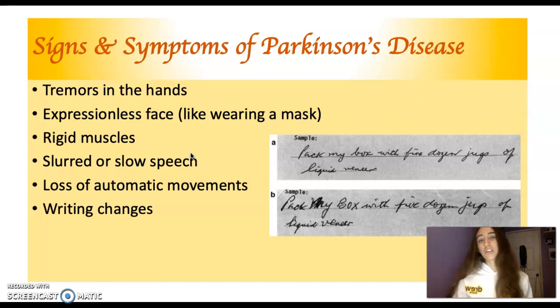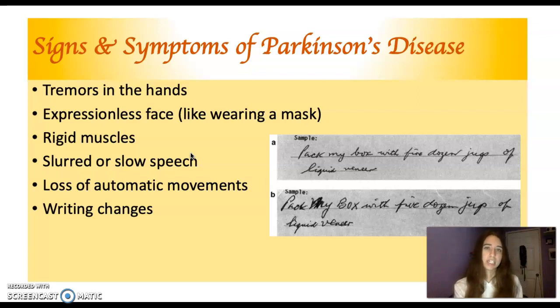They're going to have slurred or slow speech, so this again relates to moving the muscles in their face, and then slow speech because it's hard for them to think of certain words, like how we process words. It's really hard for them to think about it. They're going to have a loss of automatic movements, so some examples are blinking or swallowing or keeping their mouth closed, just simple things like that. It really affects that part of their brain.